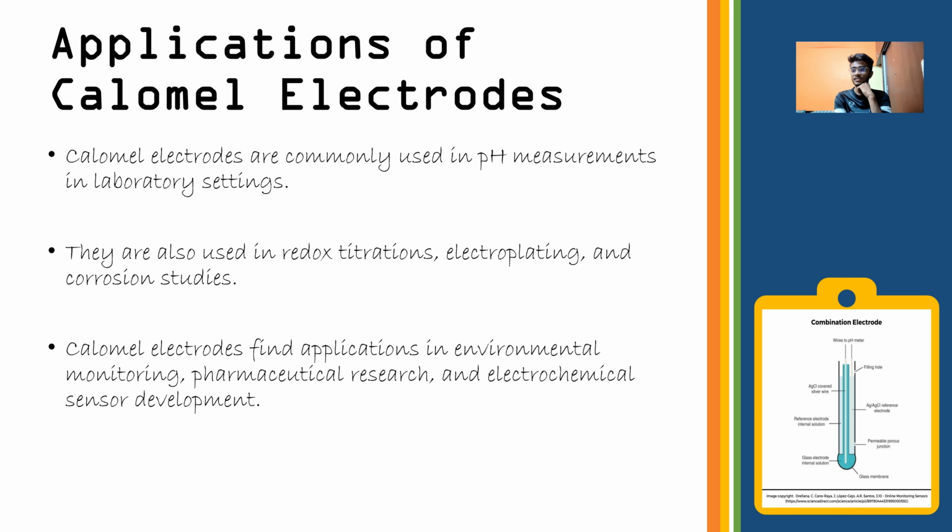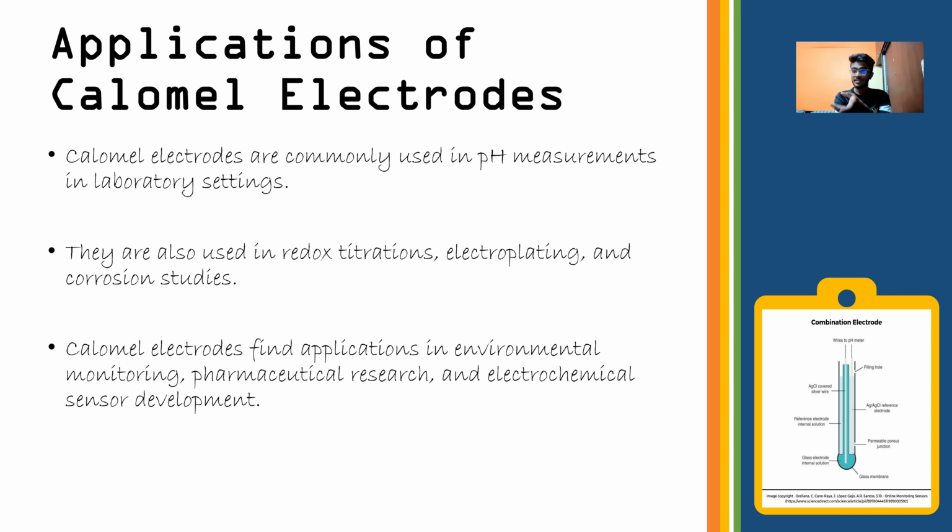Now we have applications of calomel electrodes. So where are calomel electrodes used right now? Calomel electrodes are commonly used in pH measurements in laboratory settings. As I discussed earlier, they are used in pH measurements. They are also used in redox titrations, electroplating, and corrosion studies.